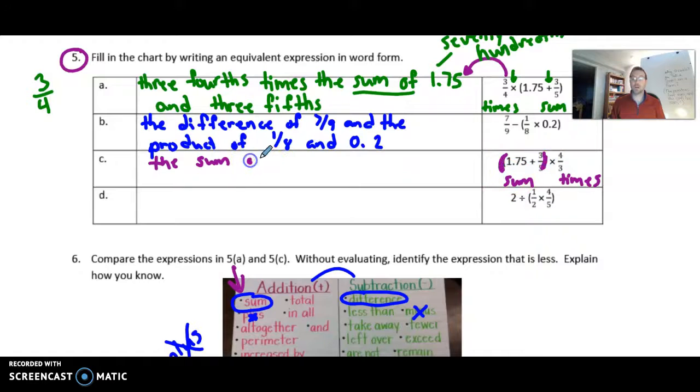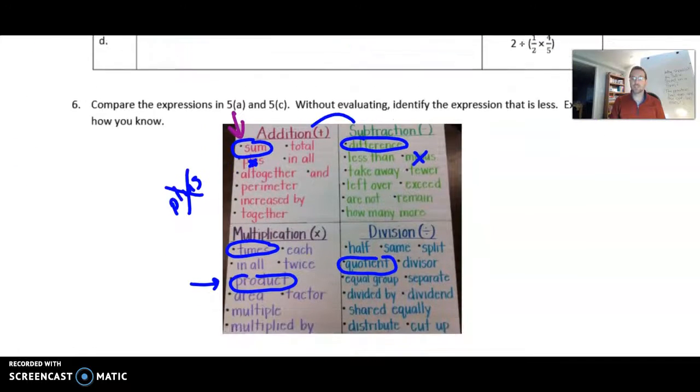So the sum of 1 and 75 hundredths and the 3/5 times 4/3. And I'm okay with that one for this lesson. And let's wrap up this last one here. I know, thank you for bearing with me and your patience, right? But I like this one because it has a different operation. It's division.